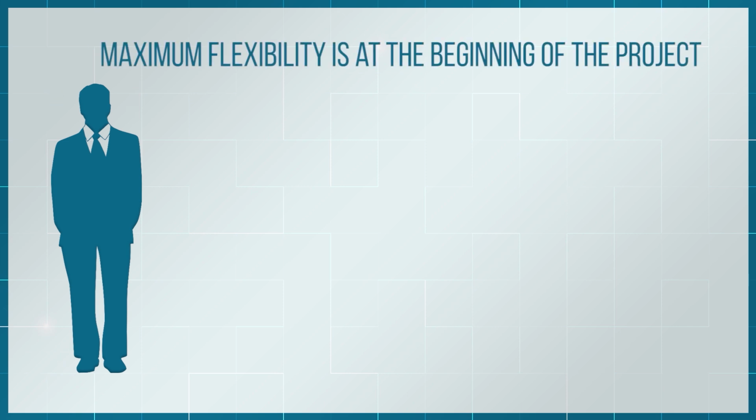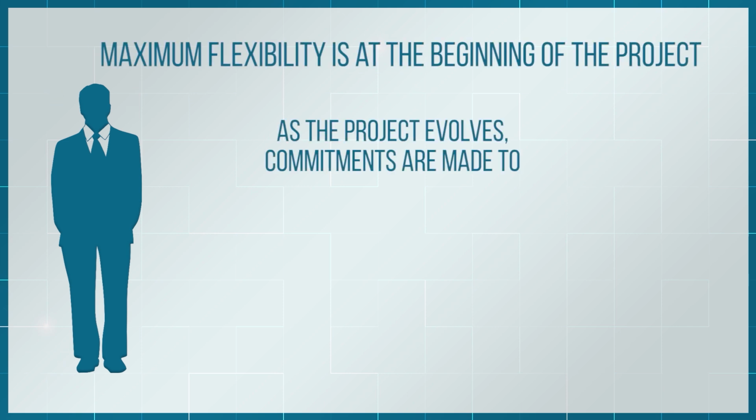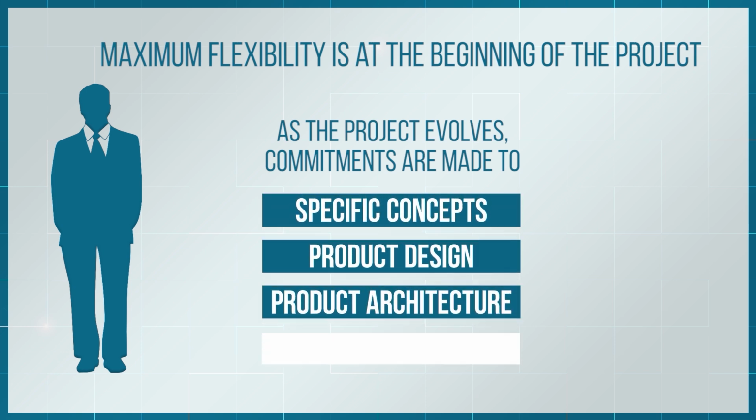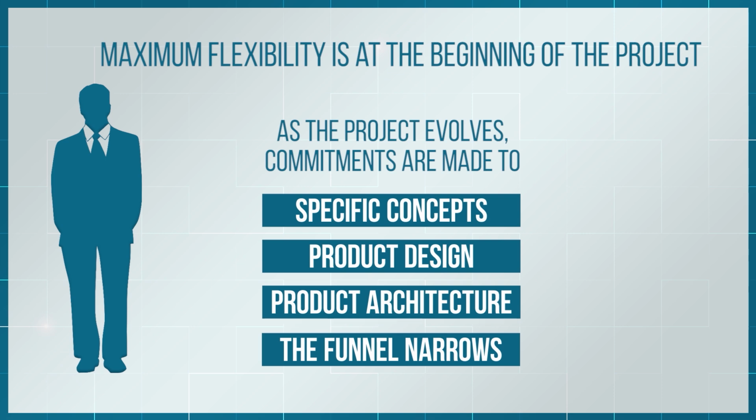Now how do you manage this whole process? Maximum flexibility is of course at the beginning of the project. As the project evolves, commitments are made to specific concepts, product design and product architecture, and the funnel starts narrowing. Now what has been found is that if you start with a broad funnel, then you are better off. If you start with a narrow funnel, you start with only a few ideas, it is quite possible that the few ideas that you start with are not adequate and eventually the product fails. But if you start with a broad funnel, you evaluate all possible ideas, then it is quite possible that a good idea will come out at the end of the funnel.